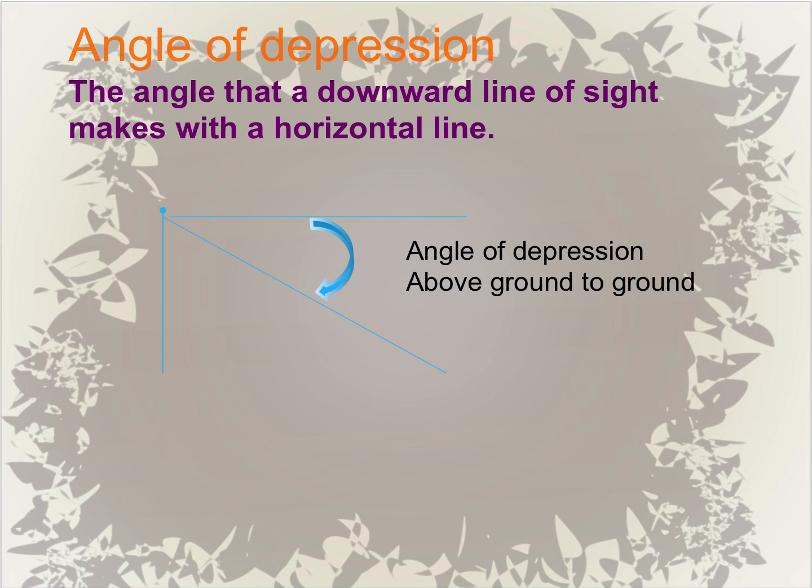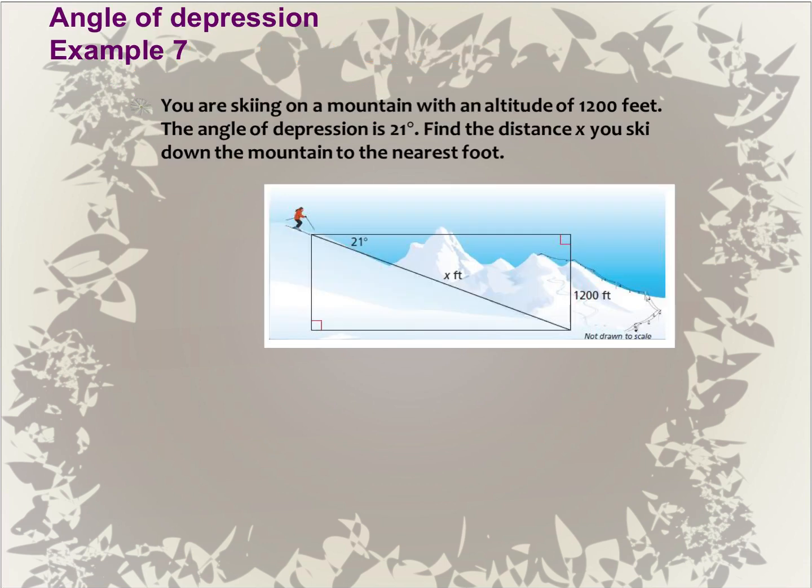Last class we did angle of elevation. Now depression is going from the top to the bottom. So looking at this question, it says, you are skiing on a mountain with an altitude of 1,200 feet. The angle of depression is 21 degrees. Find the distance x you ski down the mountain to the nearest foot. Go ahead and try and set this one up by yourself. Don't try and solve it. Just set it up. What would it be? Sine, cosine, tangent, and where would your information go?